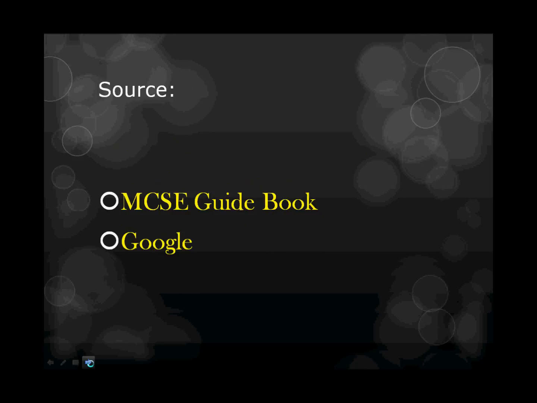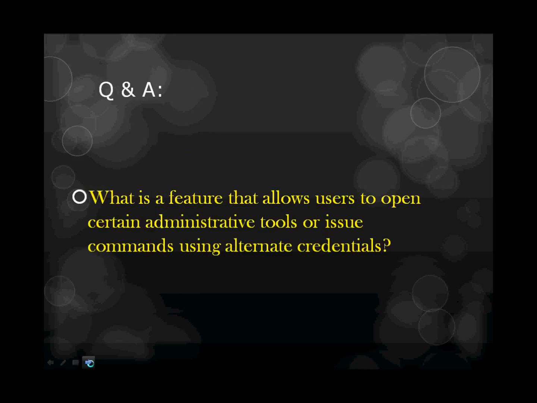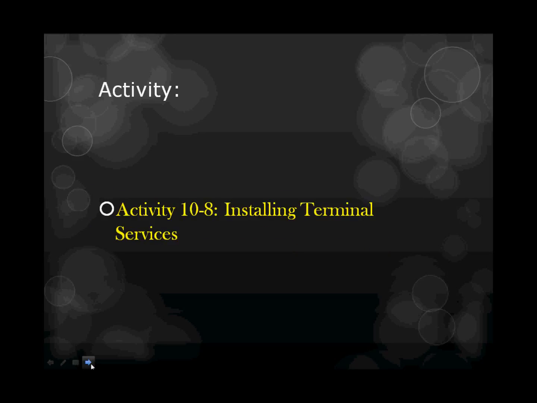Question and answer. What is a feature that allows users to open certain administrative tools or issue commands using alternate credentials? The answer is secondary logon. The activity is Activity 10-8, installing terminal services, on page 393 of the book.